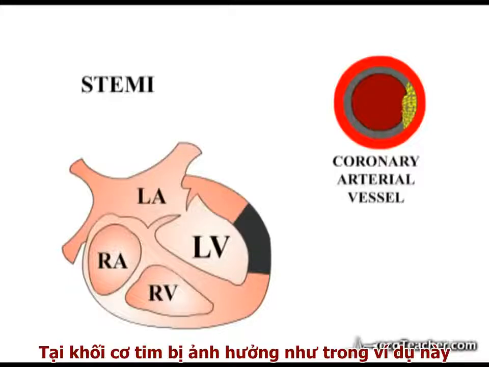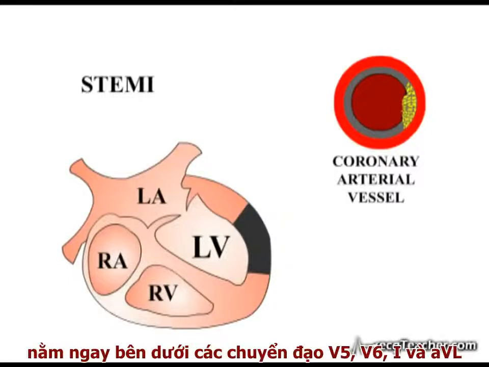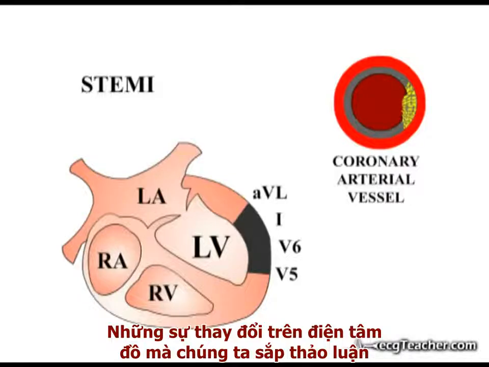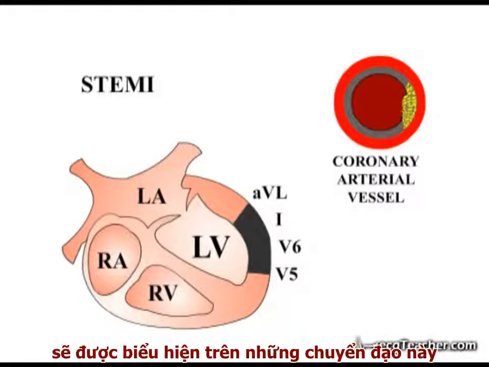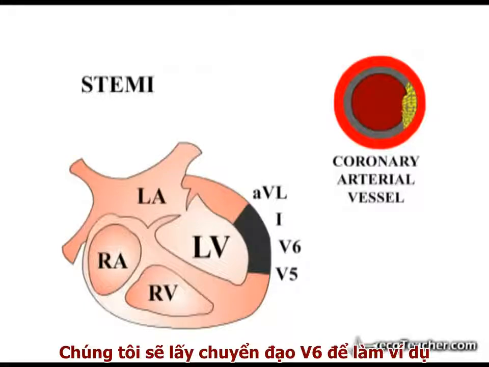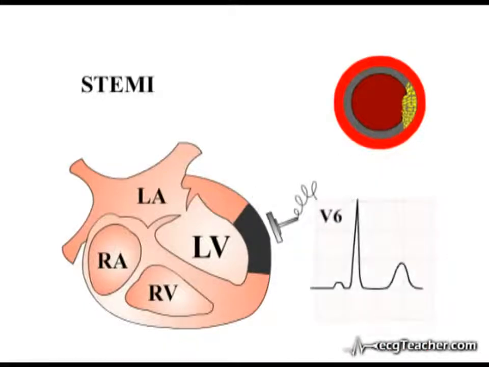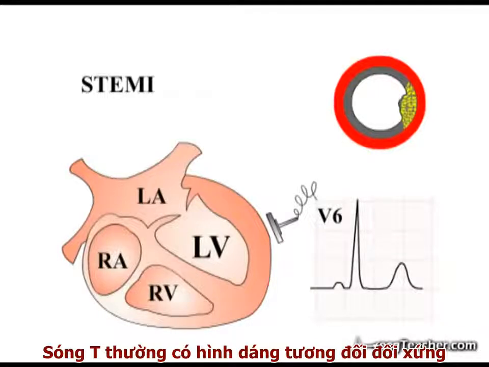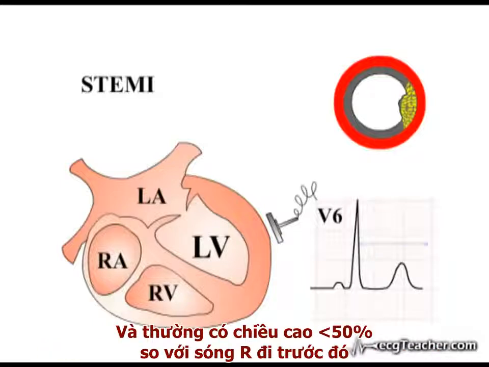As the region of myocardium affected in this example lies directly under leads V5, V6, lead 1 and aVL, the ECG changes we are about to discuss are observed in these leads. We will examine these changes in lead V6 as an example. You will remember from section 1 that normal T waves tend to be slightly asymmetrical in shape and less than 50% of the height of the preceding R wave.